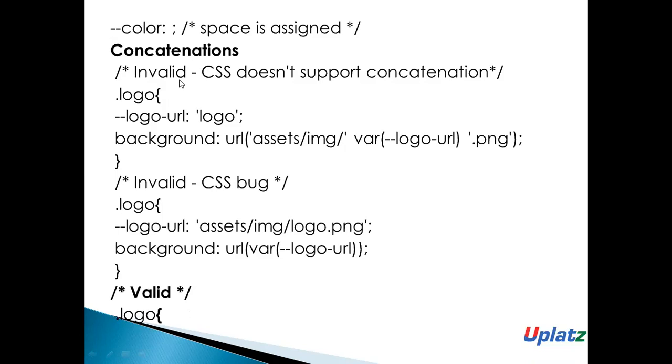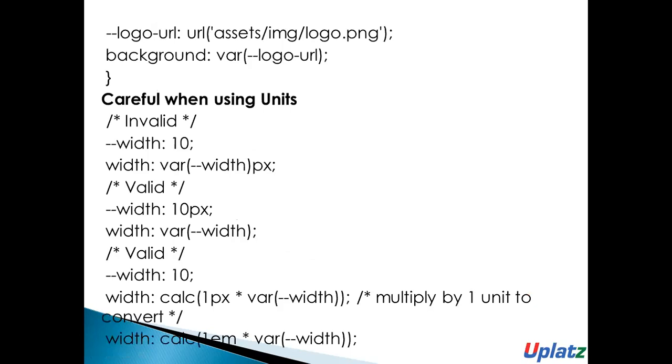So next is concatenation. CSS variables do not support concatenation, which is like here, logo. I'm just concatenating everything for my background inside the URL. So this is invalid, and this is also the CSS bug. You cannot concatenate two or more images in one variable, so it will get confused. Valid concatenation would be like this. You can concat in the logo URL, that is a separate variable. Background would be a separate variable. In that you can concat like this. This is the proper syntax.